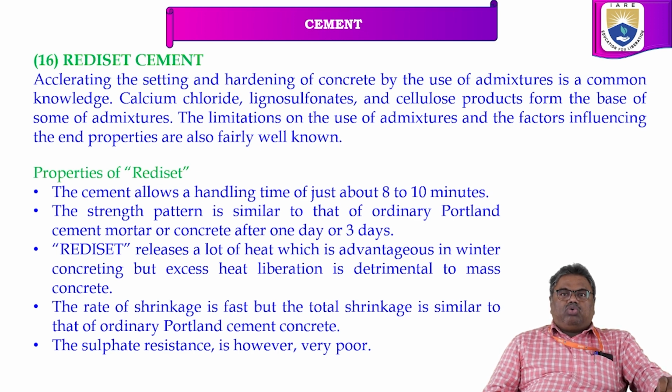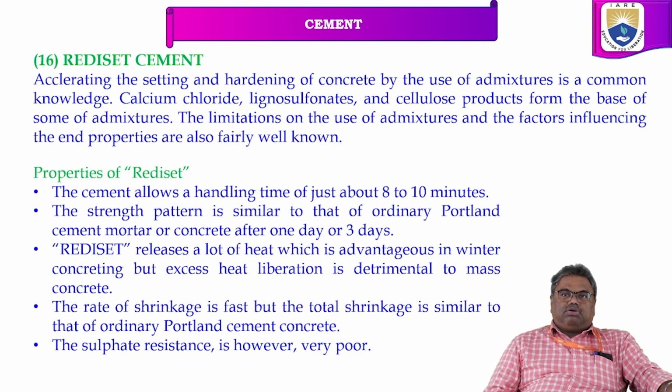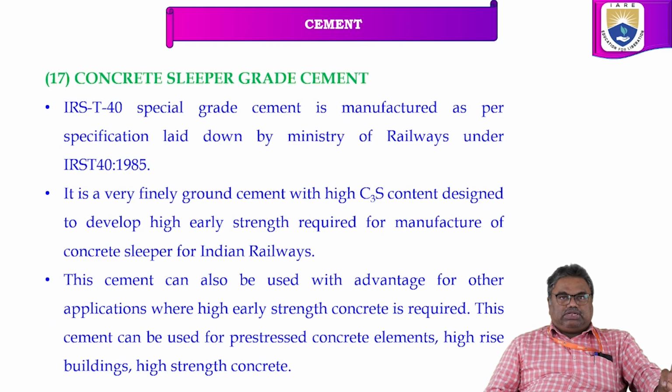Ready set cement will release a lot of heat, which is an advantage in winter conditions, winter concreting, but excess heat liberation is detrimental in mass concrete. The rate of shrinkage is fast, but the total shrinkage is similar to that of ordinary Portland cement concrete, right? The sulfate resistance is very poor in case of ready set cement.